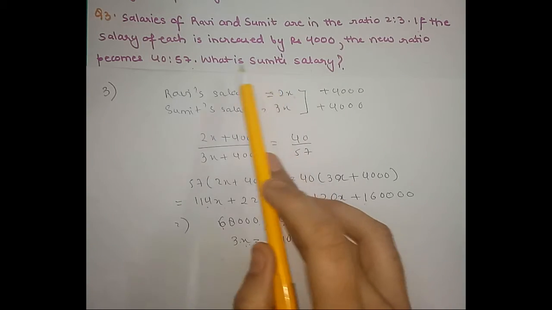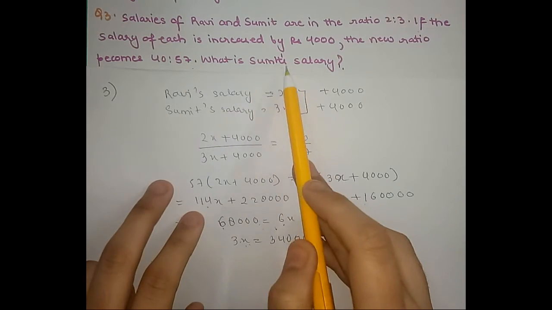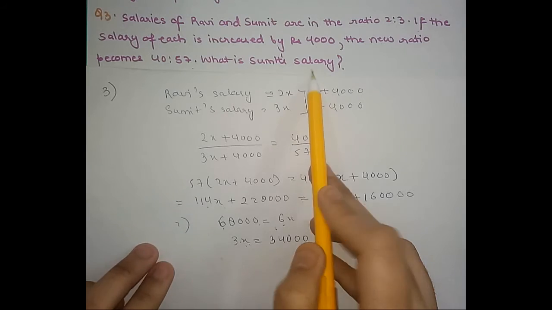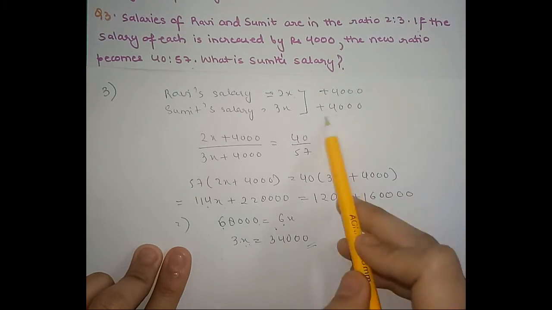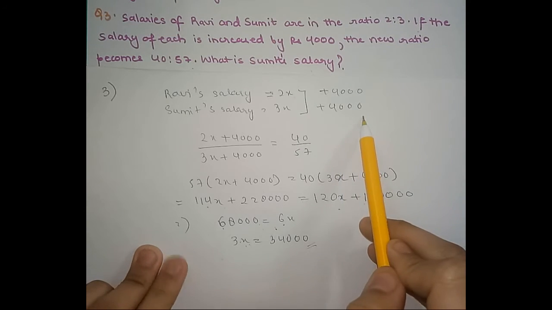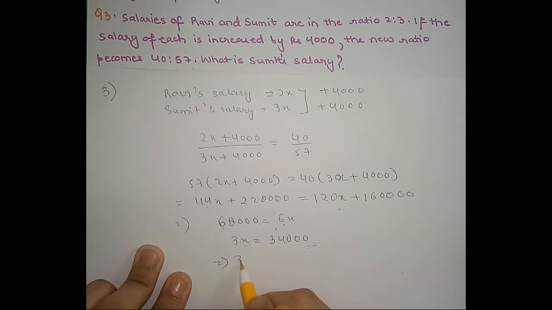Whenever the question asks what is Sumit's salary, you have to calculate Sumit's present salary. So Sumit's present salary is 3x plus the increase in amount, that is 4,000. So it will be 34,000 plus 4,000, which is equal to 38,000 rupees. So this is your original answer.